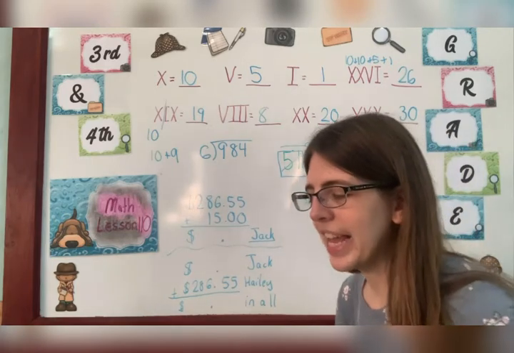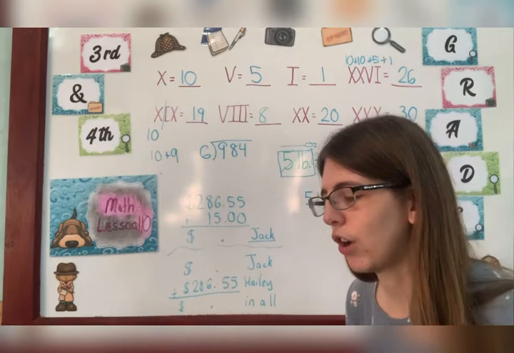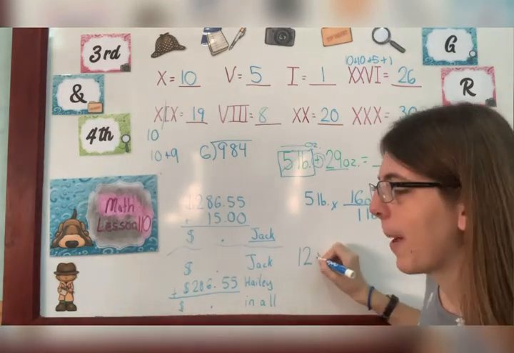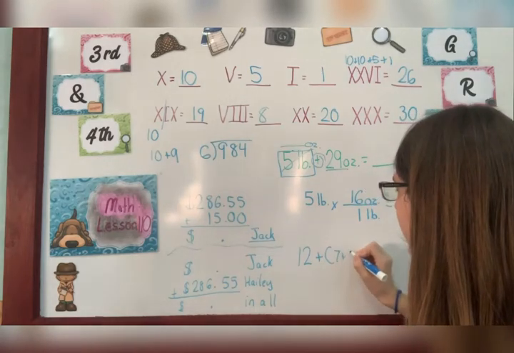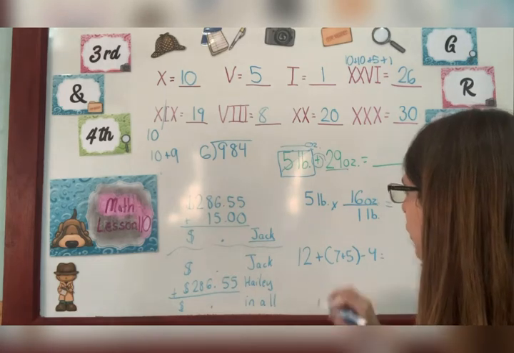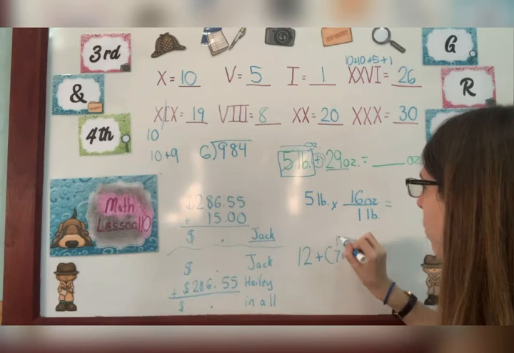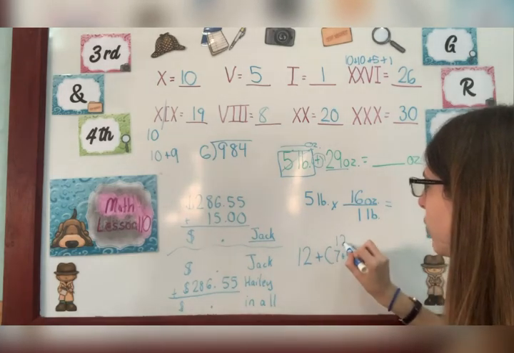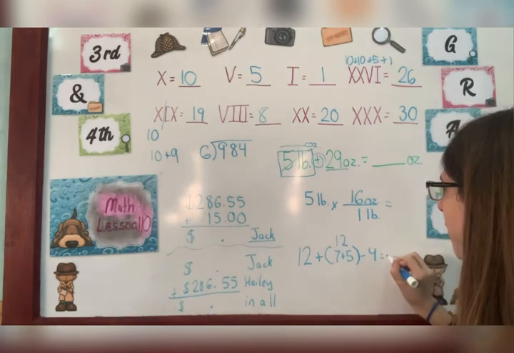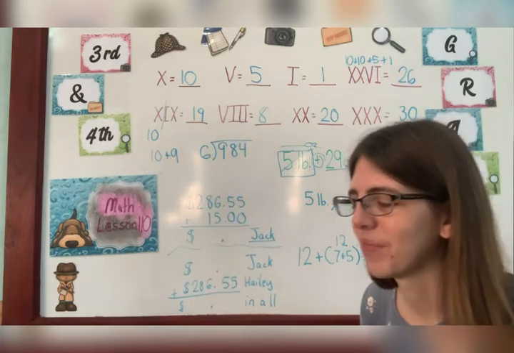Okay, number 8, you need to solve the equations. Remember, parentheses mean do me first. So your first one you have 12, letter A, plus (7 plus 5) minus 4. So you need to do what's inside the parentheses first. 7 plus 5 is 12. Now add 12 plus 12 is 24, minus 4, 20. So that's all you have to do.